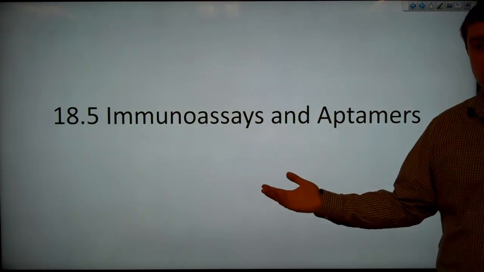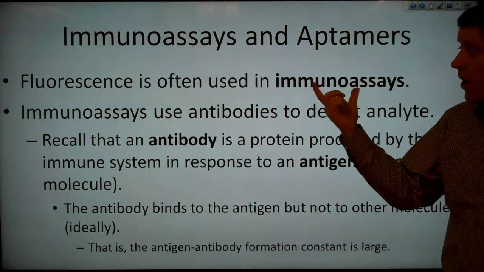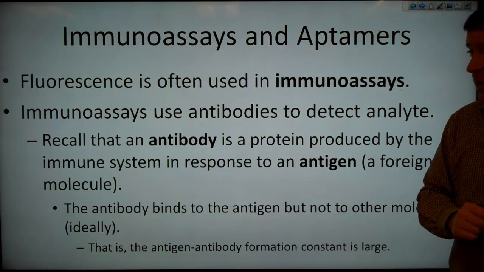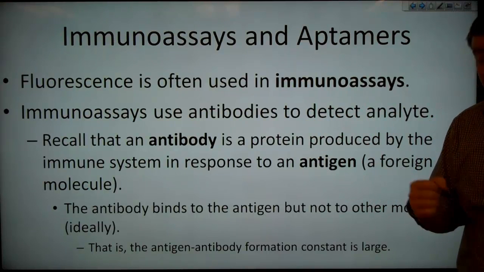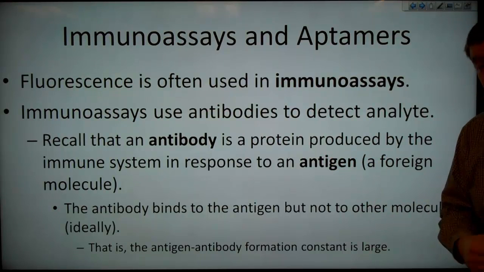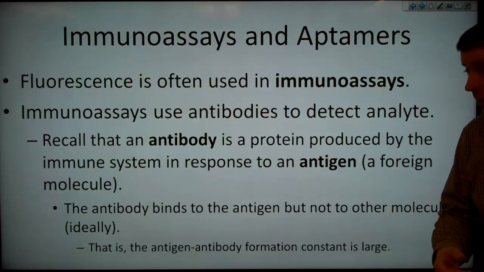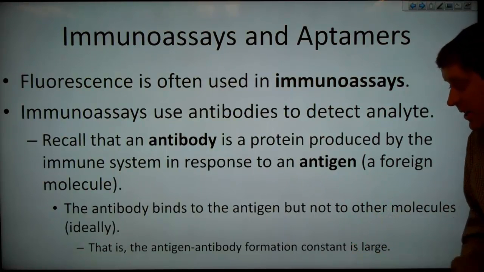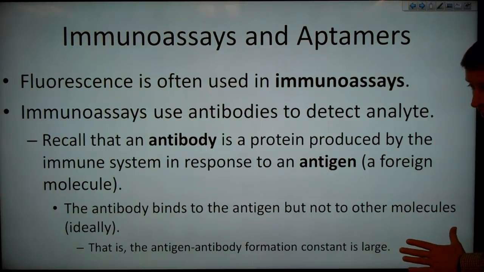Welcome to Immunoassays and Aptamers. Fluorescence is often used in immunoassays. Immunoassays use antibodies to detect our analyte. Remember that an antibody is a protein produced by the immune system in response to an antigen, which is a foreign molecule. The antibody binds to the antigen, but not to other molecules, at least ideally. That is, the antigen-antibody formation constant is very large.